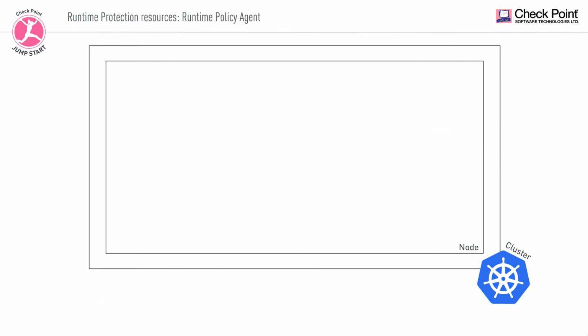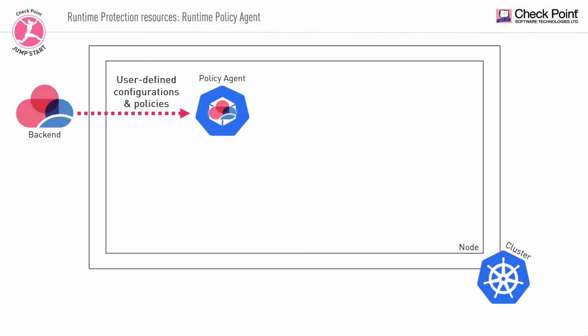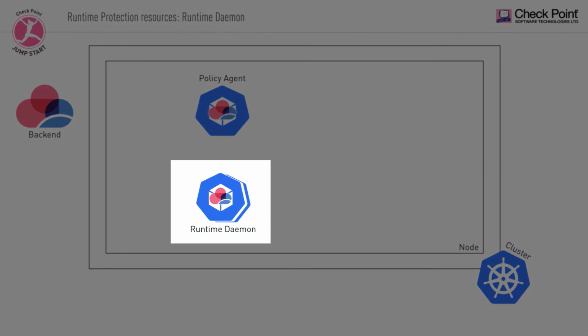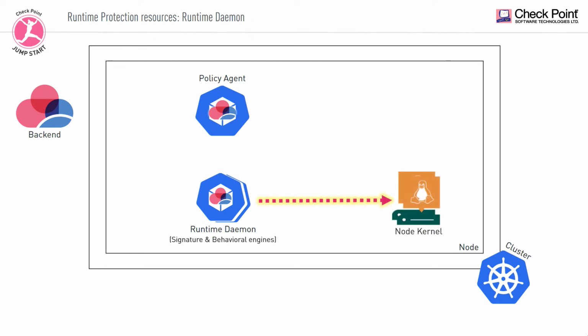Runtime protection includes the following resources. The Runtime Policy Agent. This agent is responsible for retrieval of user-defined configurations and policies from the CloudGuard backend. The Runtime Daemon. This is a Kubernetes daemon set which, as explained, runs the two runtime protection engines. The daemon monitors the kernel system calls.